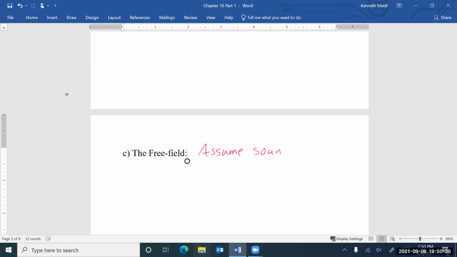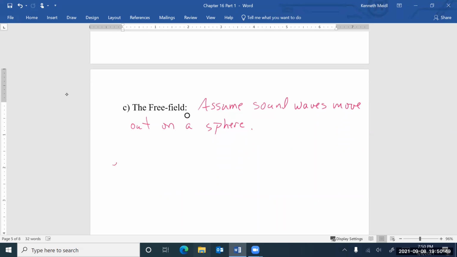But for the free field, we're going to assume here that sound waves move out on a sphere. So, for example, let's say you've got a speaker here, and the sound waves are just moving out, like so.